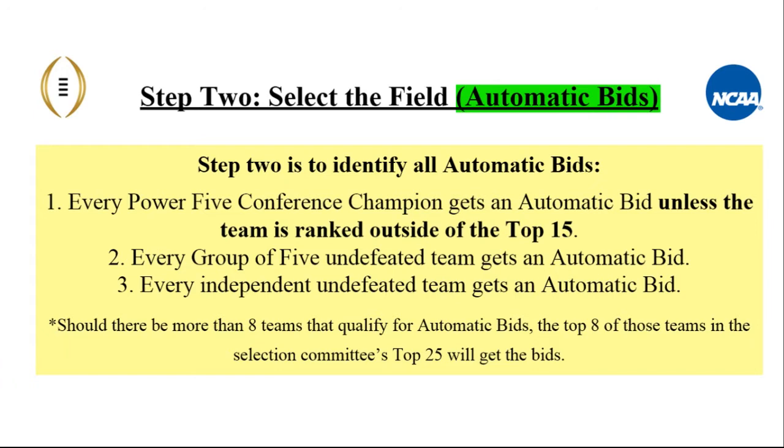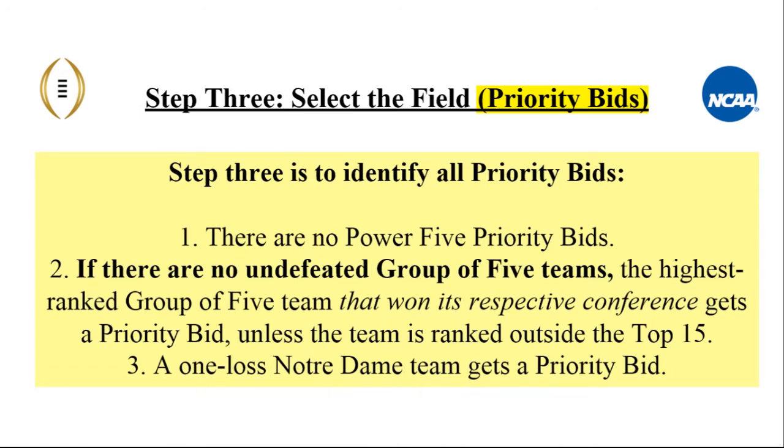So step 3 is to identify the priority bids. This step does not apply to the Power 5 conferences, so no such thing as priority bids for Power 5 teams. For the Group of 5, if no one is undefeated, the highest ranked team gets a priority bid as long as they're in the top 15. The other possibility is if Notre Dame goes 11-1, they get a priority bid.